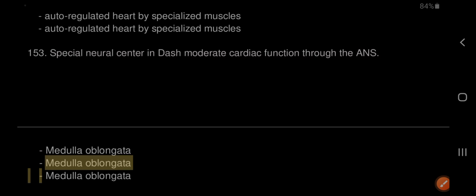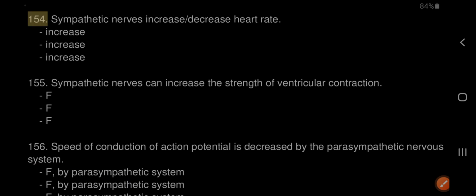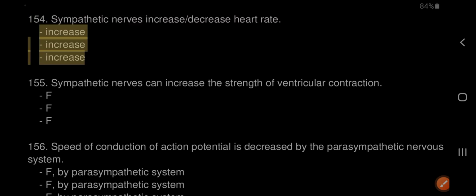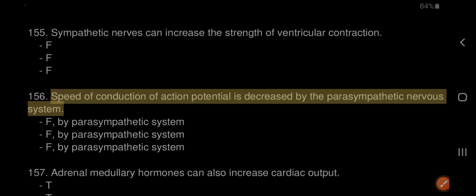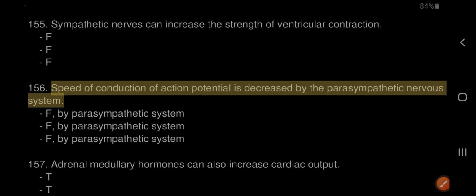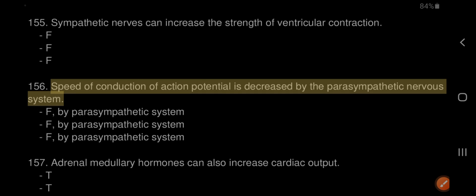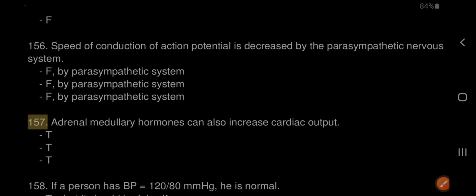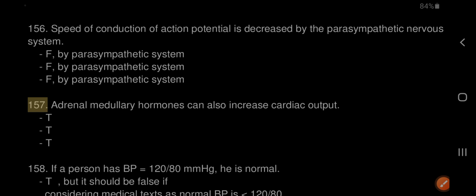154. Sympathetic nerves increase heart rate. 155. Sympathetic nerves can increase the strength of ventricular contraction. True. 156. Speed of conduction of action potential is decreased by the parasympathetic nervous system. False. By parasympathetic system. 157. Adrenal medullary hormones can also increase cardiac output. True.